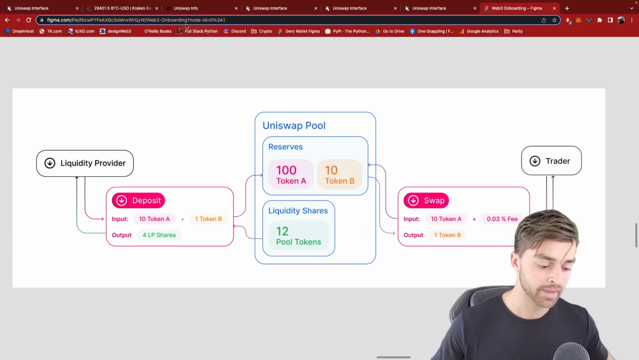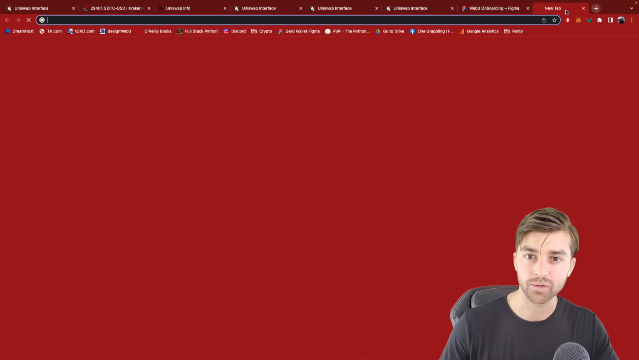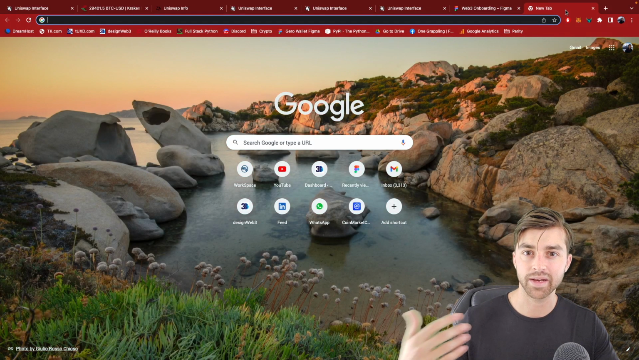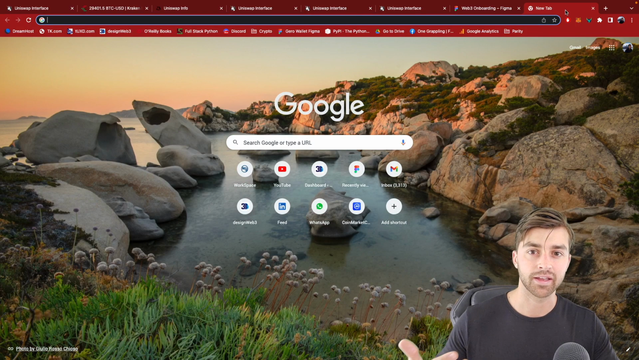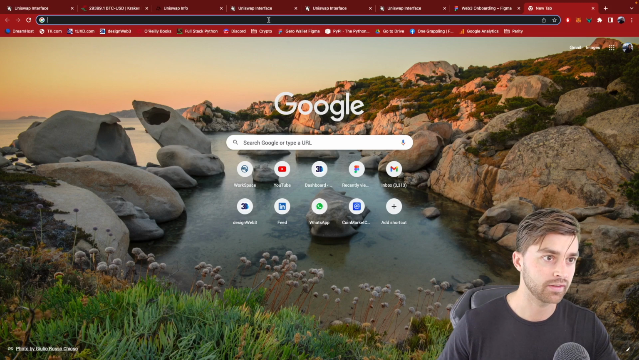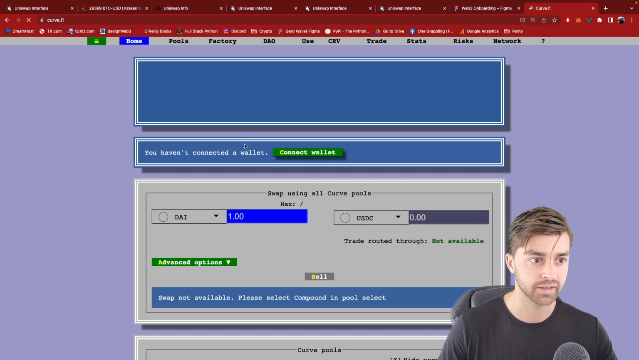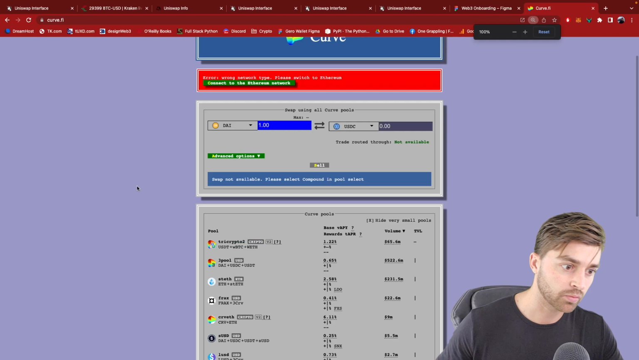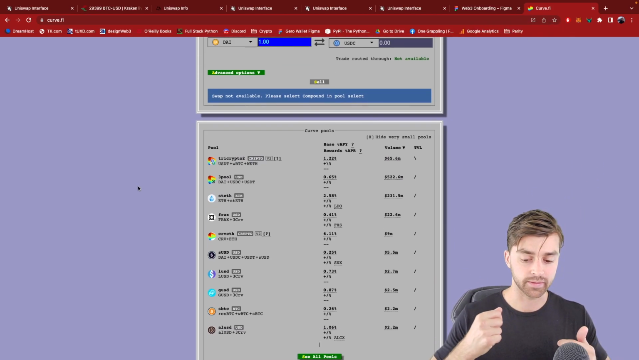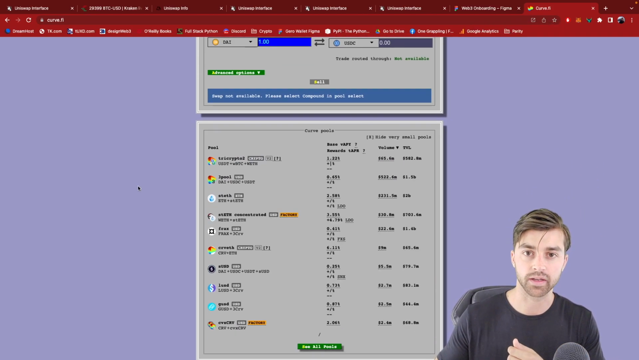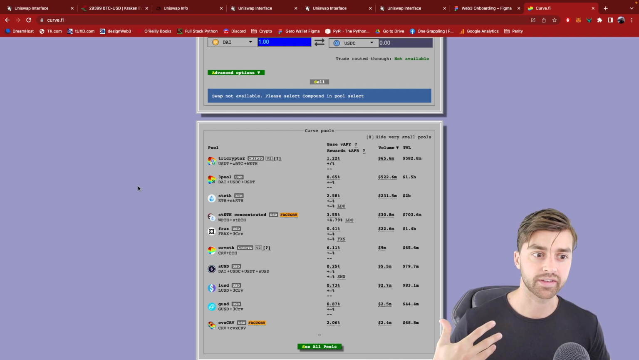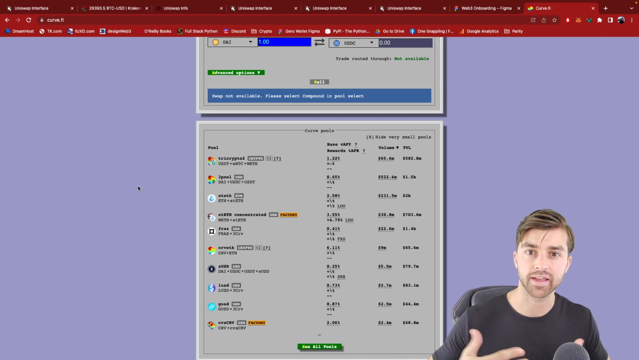Now, Uniswap is not the only DEX out there. There are many other types of DEXs, and you could think of them as competitive with one another. Balancer, Bancor, Curve is another really popular one. And Curve excels at swapping stable coins for one another. Okay, but just understand that there are different DEXs out there and they excel at different use cases.